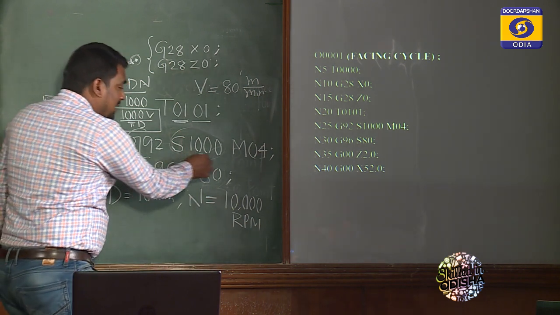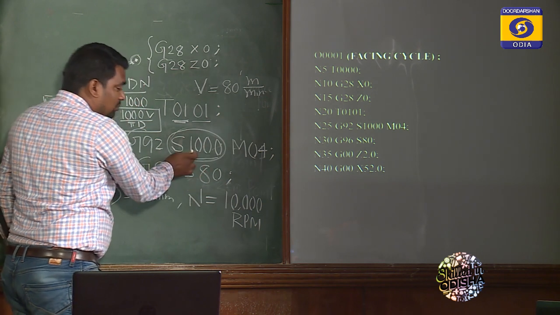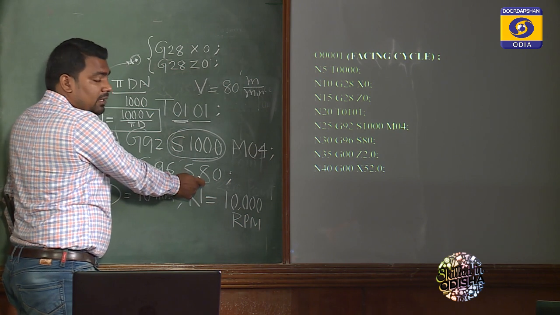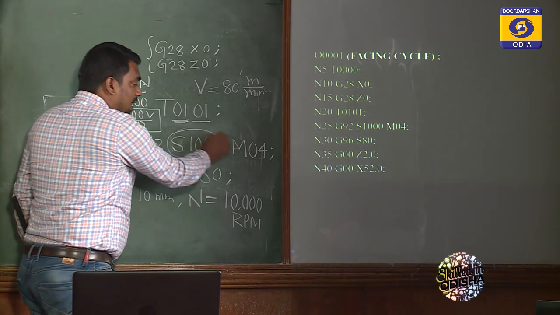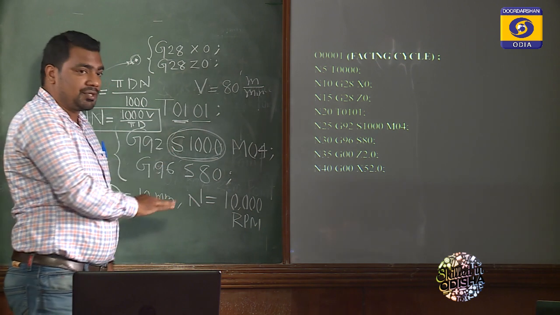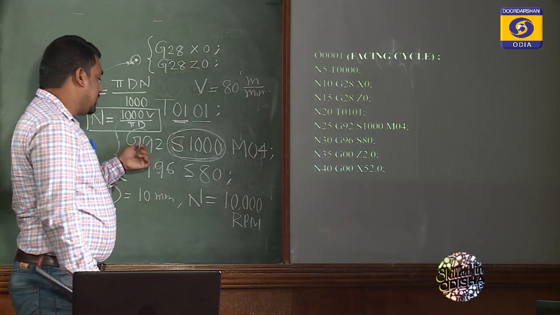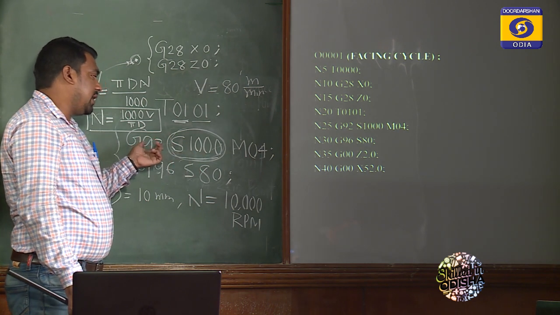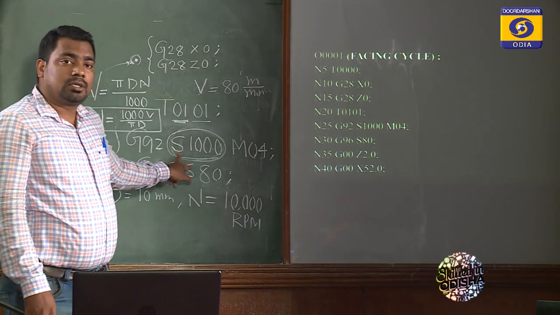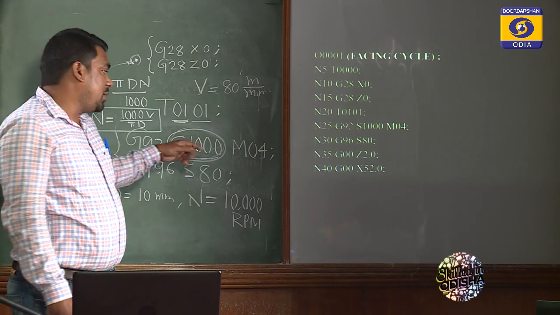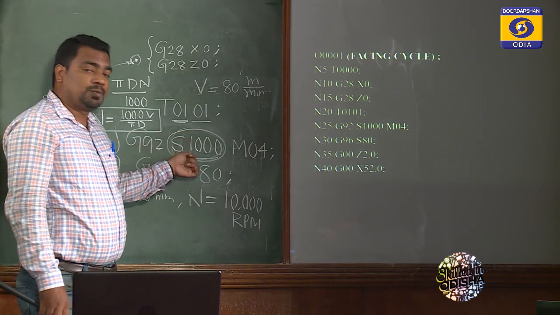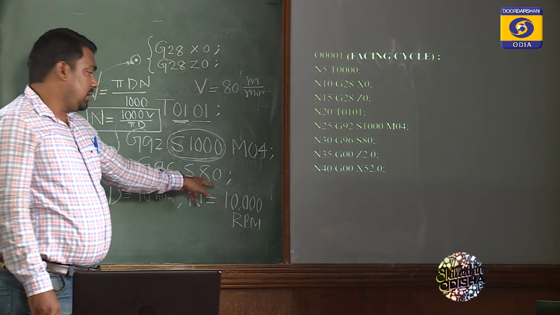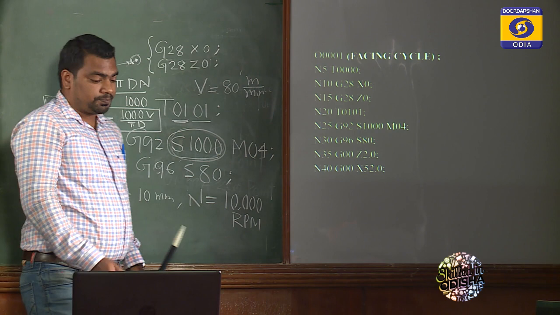So this is actually spindle speed in RPM, and this is my cutting speed in meter per minute. By writing this block G92 S1000, I am just commanding that my spindle should not cross this speed. Means I am defining that my maximum speed should be 1000 and my cutting speed should be 80 meter per minute.